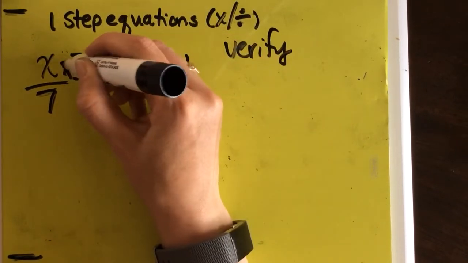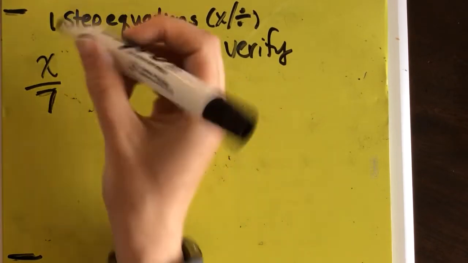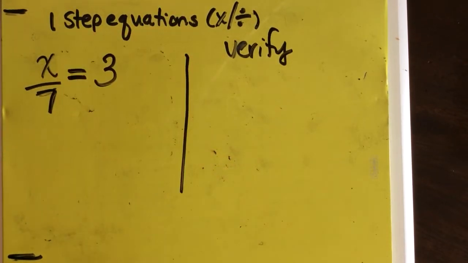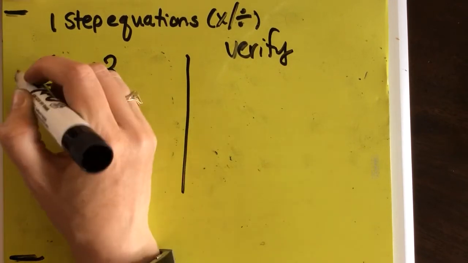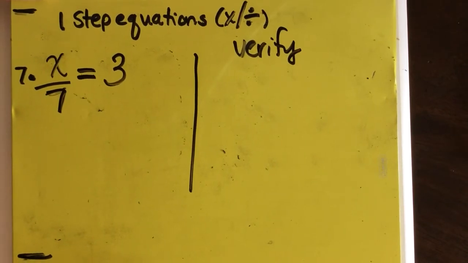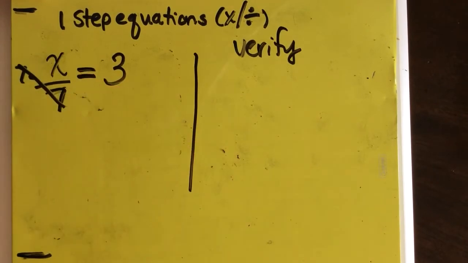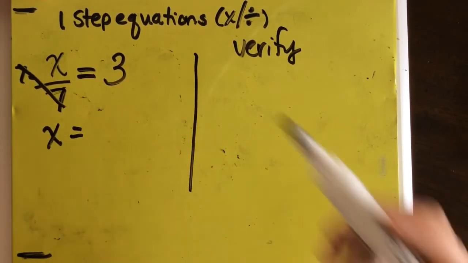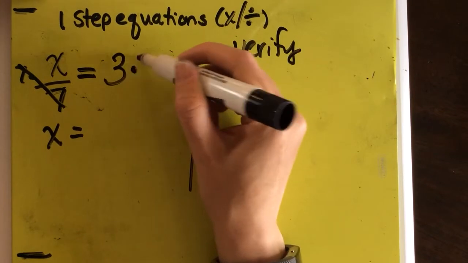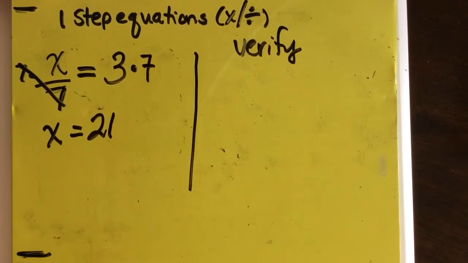Actually, instead of using a multiplication sign, that can get confusing with the x's, so I'm going to use a dot. So I'm going to say multiplied by 7. Okay, so again, it's like we have a 7 over 7 here, which is just 1. Those cancel out, leaving us with only an x. But if we multiply one side by 7, we also need to multiply the other side by 7. So 3 times 7 is 21. So now we have an isolated variable and we have our value.